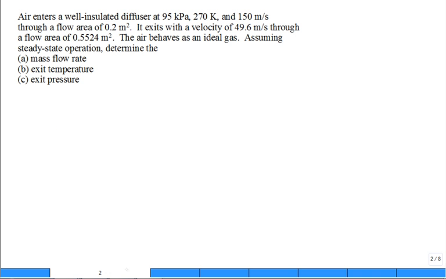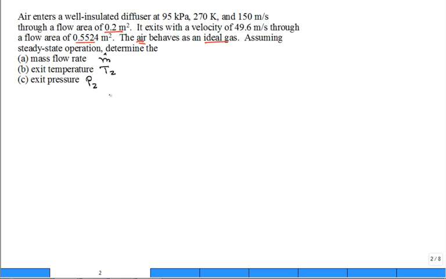Here's a problem. Air enters a well-insulated diffuser at 95 kilopascal, 270 Kelvin, and 150 meters per second through an area of 0.2 meters squared. It exits with the given velocity through an area of 0.55. What happened to the area? It went up. The exit area is greater. That's a diffuser, a classic example of a diffuser. Air behaves as an ideal gas. Assuming steady state operation, determine the mass flow rate, something like m dot, the exit temperature, probably T2, and the exit pressure, P2.